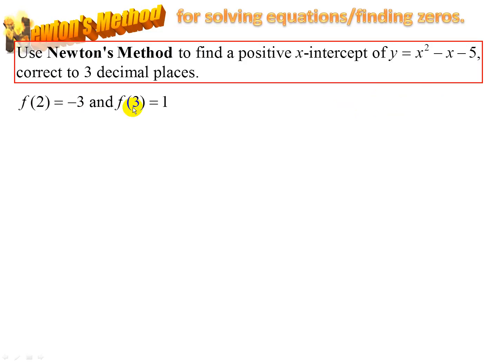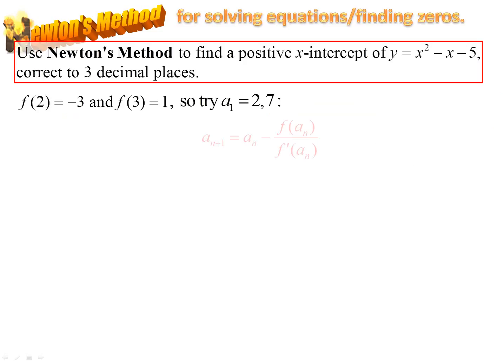Now, it's closer to 3 because it's only 1 there, so it's just above the x-axis. There it's fairly far down at 2. So I know it's going to be closer to the value of 3 than the value of 2. So I'm going to say 2.7. It doesn't matter. You could even have tried 2.1. It would still work. But let's try to get a fairly accurate approximation.